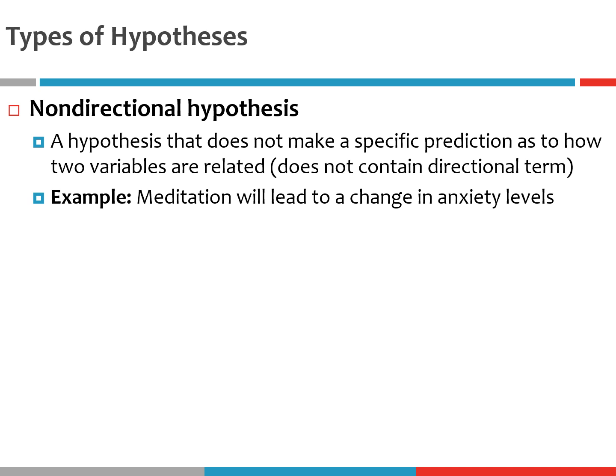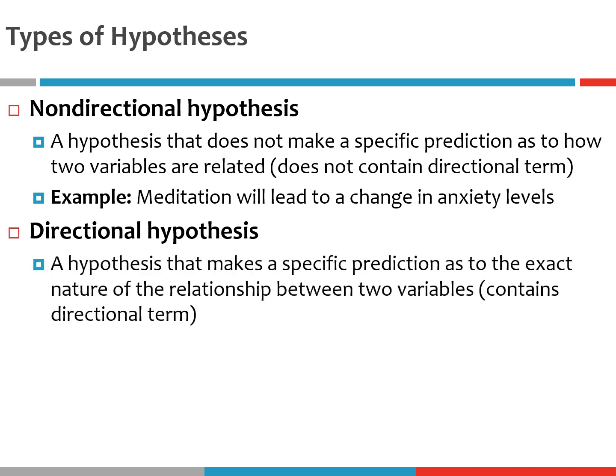Here's another one. Meditation will lead to a change in anxiety levels. Hopefully, it leads to a decrease, but there are some people that can actually have a slight increase temporarily in terms of meditating because they're stressing that they're doing it correctly, and that's increasing their anxiety. Now, if you want a directional hypothesis, you need to specify a direction of the effect. So an example here would be exercise will reduce depression.